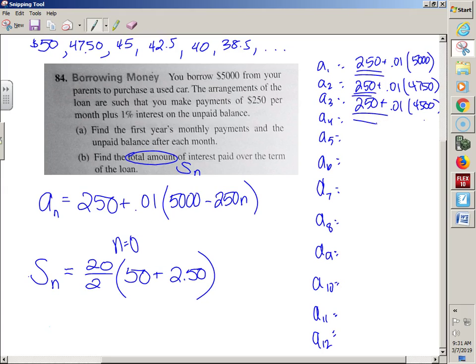So all you have to do is plug in 20 over 2 times the first interest payment of $50 plus the last interest payment of $2.50, and you are done. Woo! All right. Now, hold on. How could you figure out how much money you paid then? Find me S sub 20. What'd you guys get? 525. What else were you paying every month besides interest? So how many 250s?